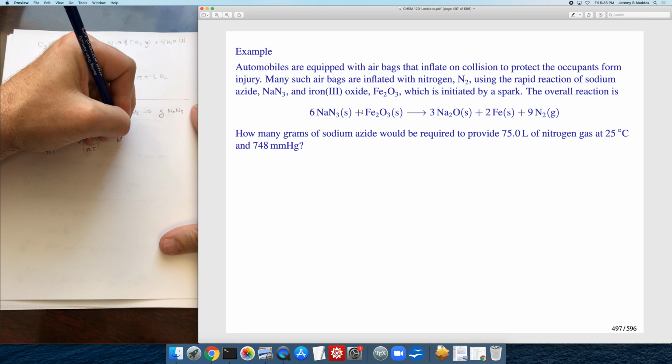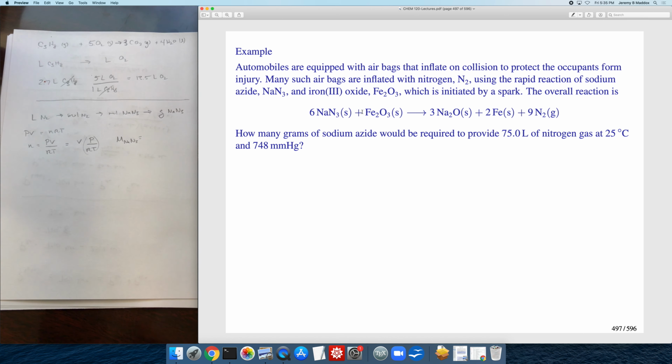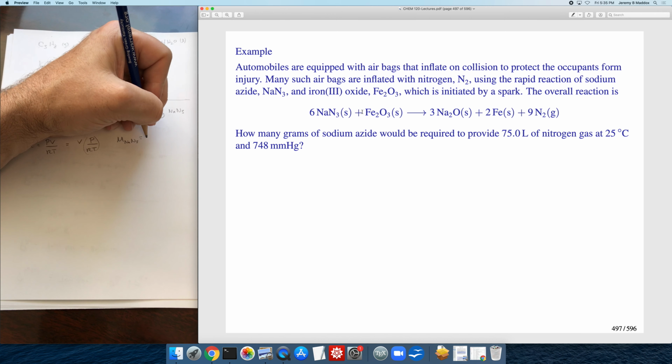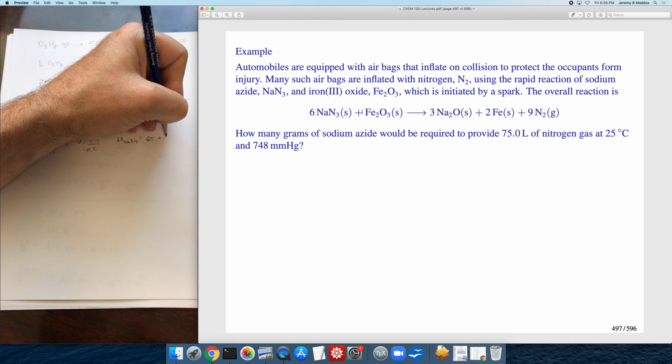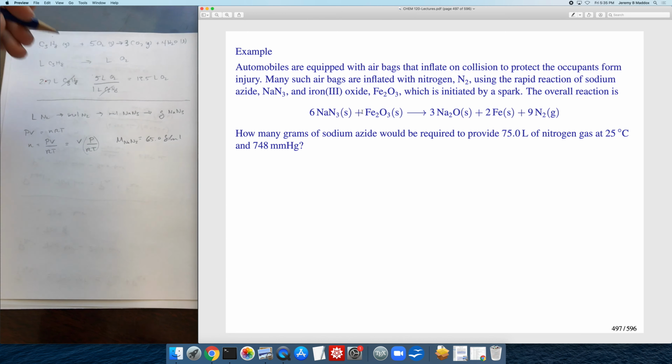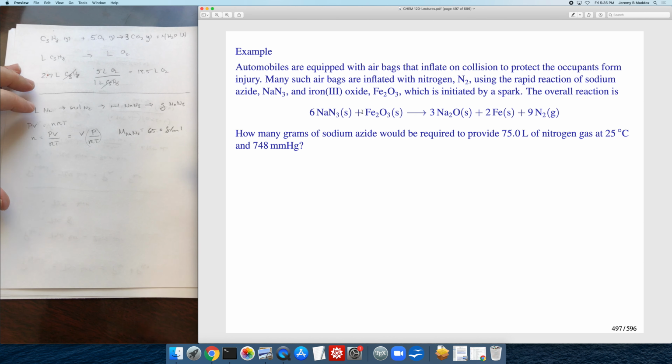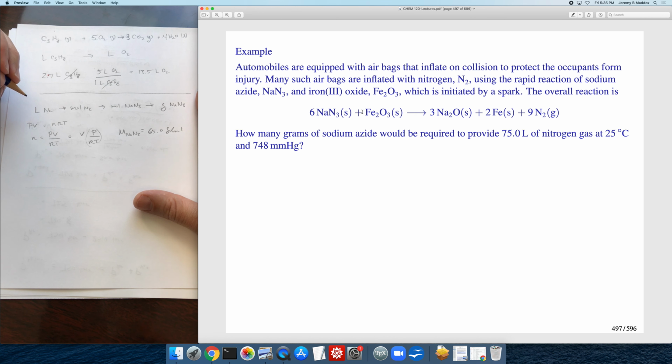While we're at it, let's just go ahead and get the molar mass of the sodium azide. I think sodium is 23 plus 3 times 14. We'll call it 65.0 grams per mole. Just kind of estimated it, but that's close enough. So let's take our volume of gas. So we've got 75 liters of nitrogen. And now let's convert that nitrogen to moles of nitrogen.